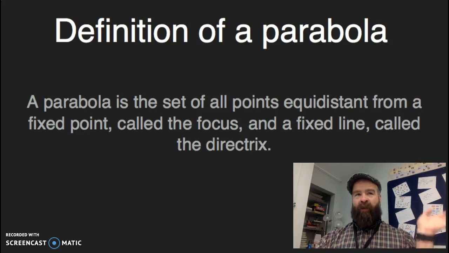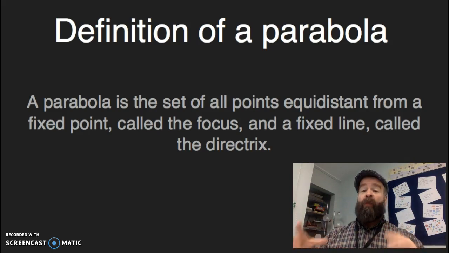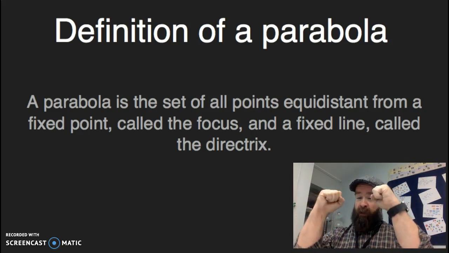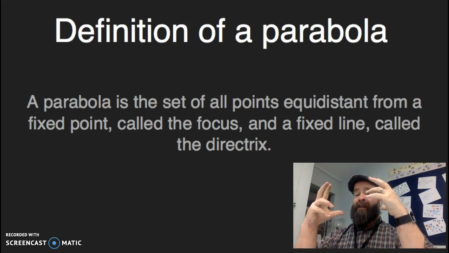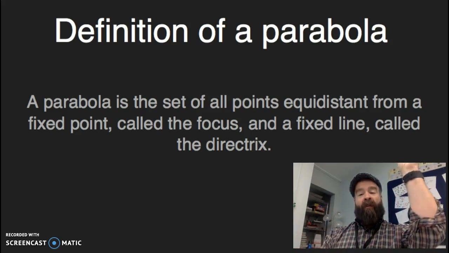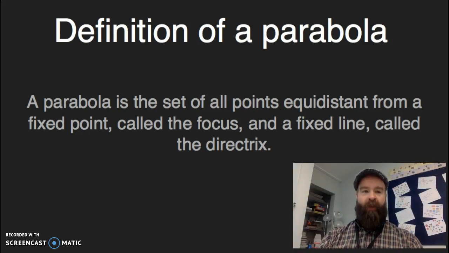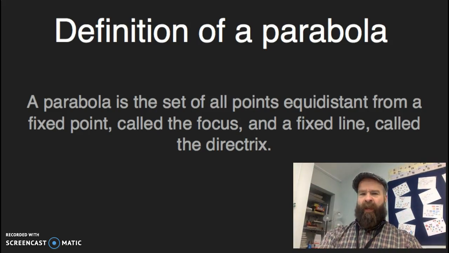So where we had a circle, which was all the points that are the same distance from a fixed point called the center, and an ellipse where the sum of the distances from two fixed points called foci was constant, here we have an equidistant relationship from a fixed point called the focus and a fixed line called the directrix. So you'll want to get that definition into your notes. So let me show you what this looks like in action.